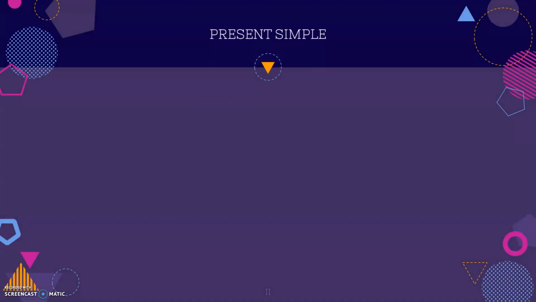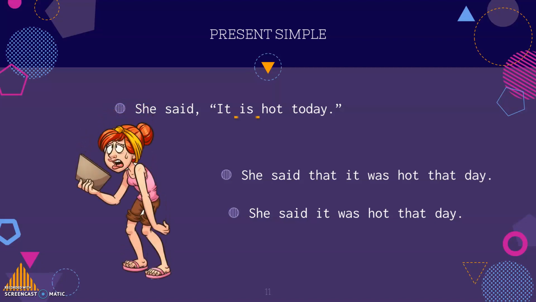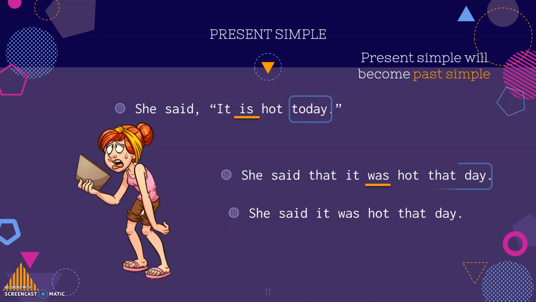Let's have some examples. First, let's look at the direct speech in present simple tense. She said, "It is hot today." This will become, "She said that it was hot that day." Or, "She said it was hot that day." We can delete the word that for reported speech. Is in the present simple will become was, because present simple will become past simple. Also, notice the time expression today is changed to that day.